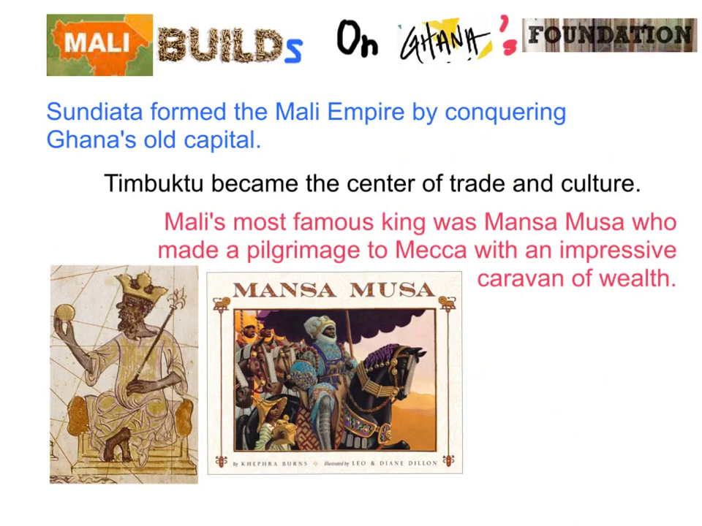Mali's most famous king was Mansa Musa, who made a pilgrimage to Mecca with an impressive caravan of wealth. This guy was rich. As he traveled across the desert to get to Mecca for his pilgrimage, people heard he was coming, would line the streets, and he would throw gold out to everyone, and people just loved Mansa Musa. Very wealthy.